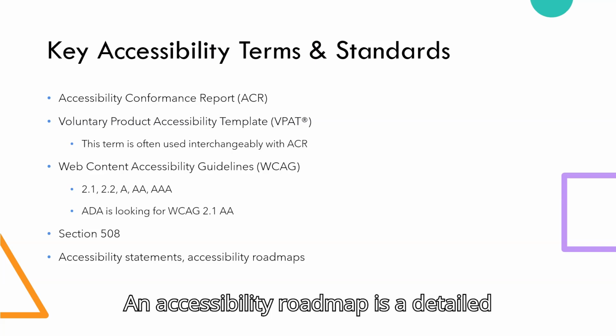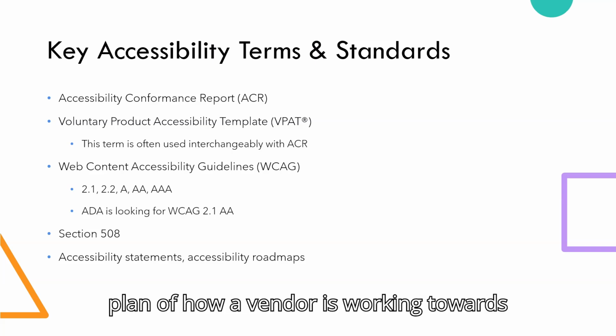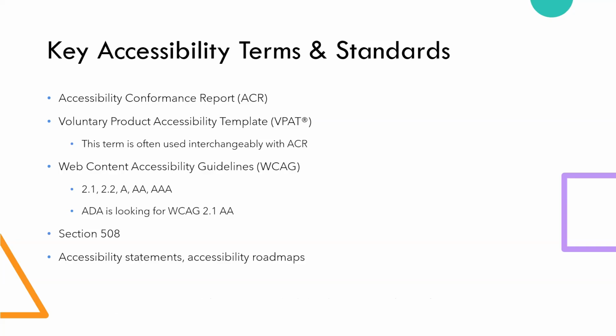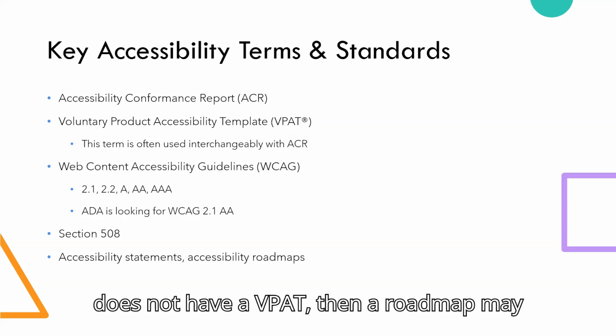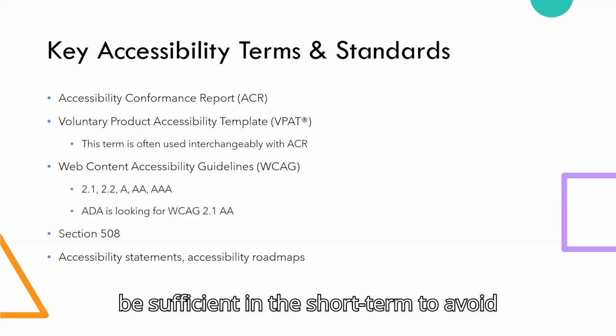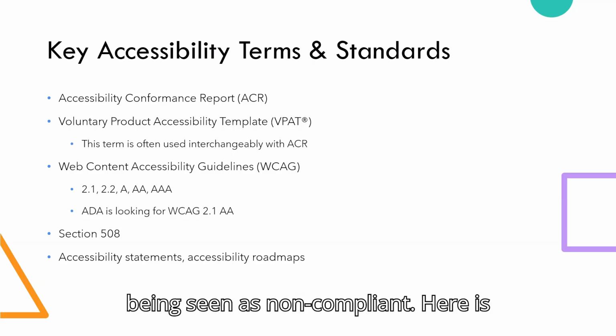An accessibility roadmap is a detailed plan of how a vendor is working towards compliance with accessibility standards. These are more specific than an accessibility statement. If a vendor does not have a VPAT, then a roadmap may be sufficient in the short term to avoid being seen as non-compliant.